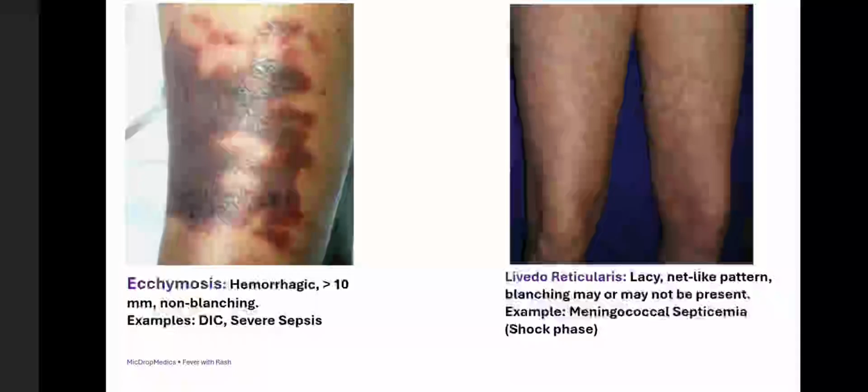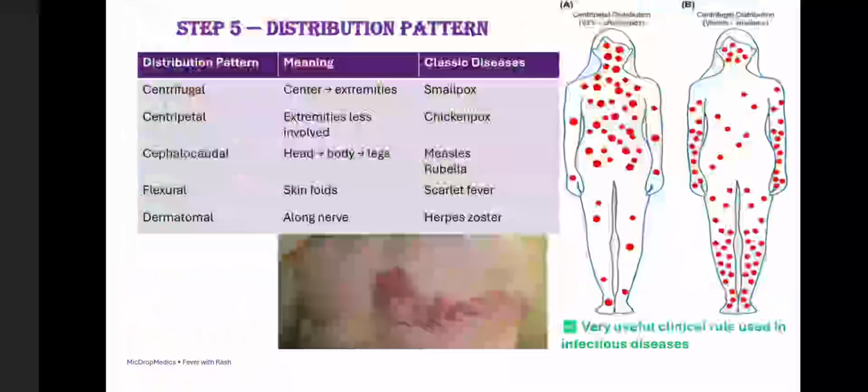Next, if you see lacy nets of redness, that's livedo reticularis. Check for shock here because this ain't a rash anymore. It's a circulatory scream for help. So, in short, don't memorize the table, memorize the texture. Learn the language of the lesion, and the skin will tell you the diagnosis.